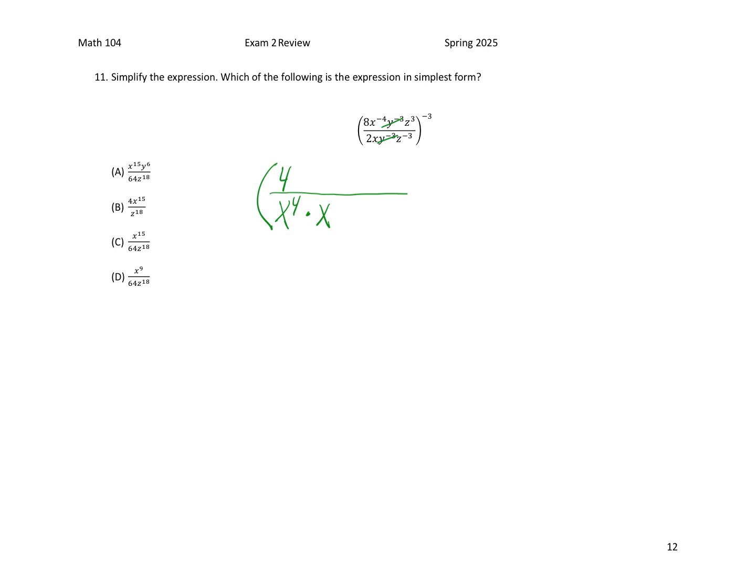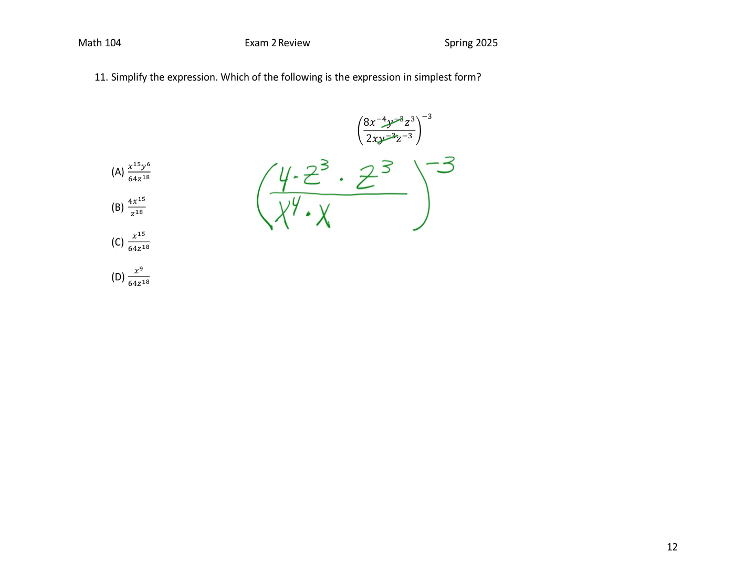And then I have a z cubed in the numerator. And then I have this z to the negative 3 in the denominator. I'm going to move that up. So that is going to become z to the positive 3 in the numerator. And this is all still to the negative 3 power.